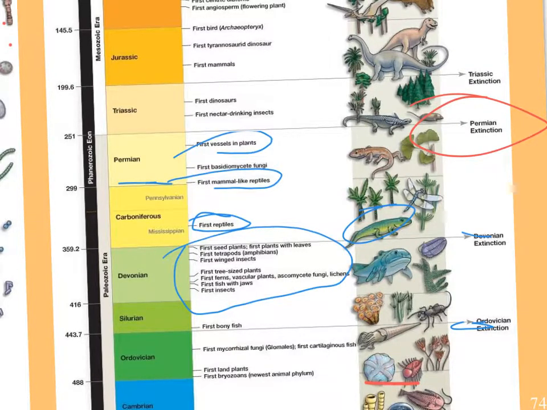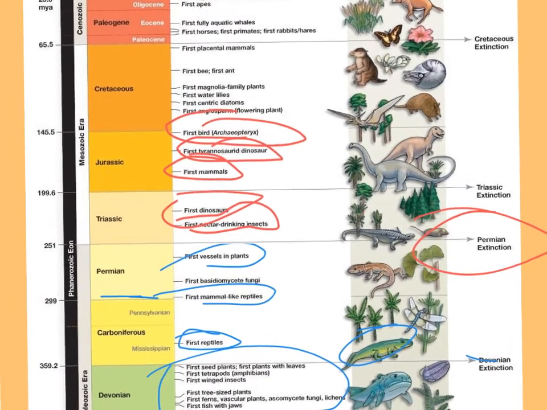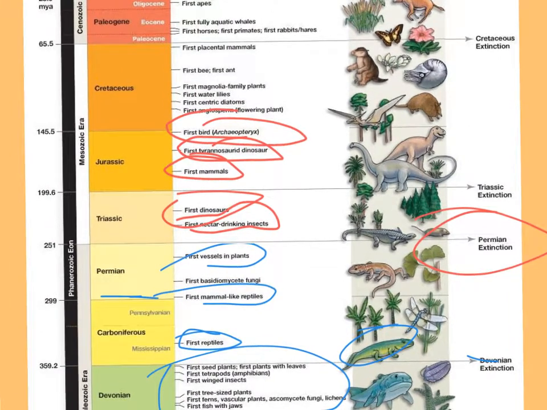Now, in the Triassic period, we have the first nectar-drinking insects. In other words, we have plants that are using insects to pollinate. We have the first dinosaurs. The Jurassic, the first real mammals, probably egg layers. Tyrannosaurus rex. The end of the Jurassic. There was also the Triassic extinction. So between the Triassic and Jurassic, there was a huge extinction event there.